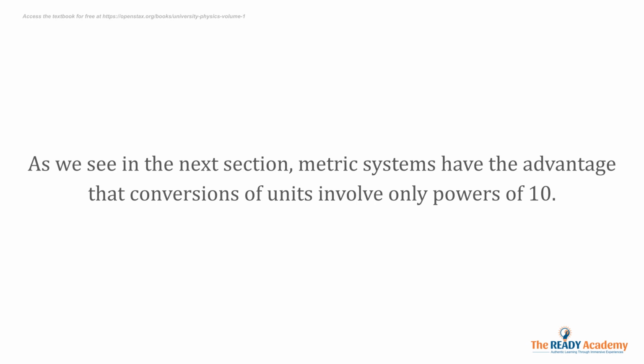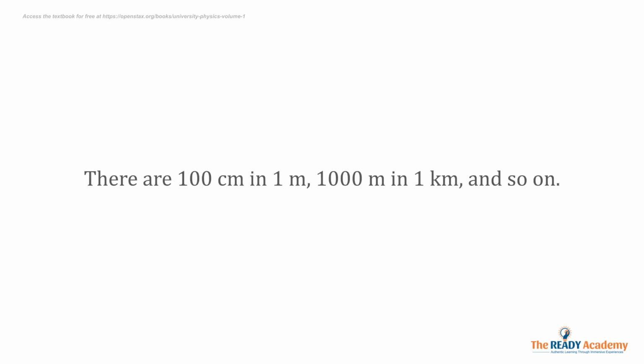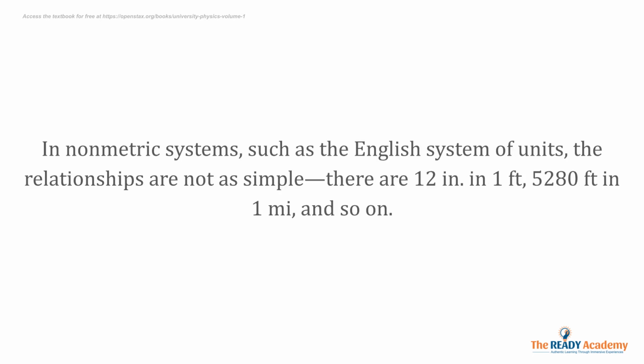As we see in the next section, metric systems have the advantage that conversions of units involve only powers of 10. There are 100 centimeters in 1 meter, 1,000 meters in 1 kilometer, and so on. In non-metric systems, such as the English system of units, the relationships are not as simple. There are 12 inches in 1 foot, 5,280 feet in 1 mile, and so on.